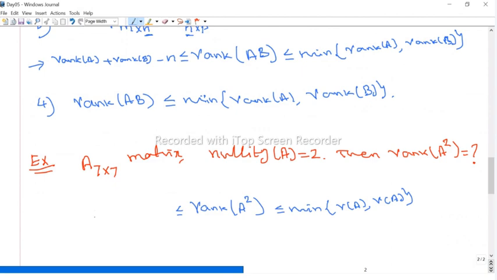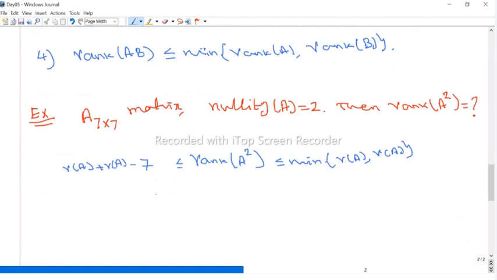And then the lower bound is R of A, that is rank of A, plus rank of B, but B is nothing but again A, minus the common term, but it's a square matrix, therefore common is 7, right? Now we know that by rank nullity theorem, nullity is 2, therefore rank should be 5. Therefore, now we can write the lower bound. So rank of A square should be less than or equal to the minimum of 5 comma 5, which is 5. And then here substitute the value, rank of A is 5 plus rank of A is 5 minus 7. Correct?